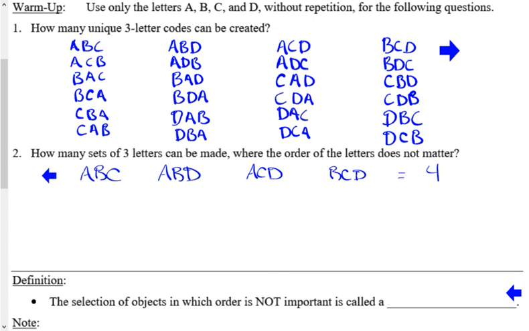So if the order doesn't matter, then it's just one group that I could get. And here all of these are ABDs. The order doesn't matter. So each column is describing the same set of letters. So we only have 4 sets that we could get.